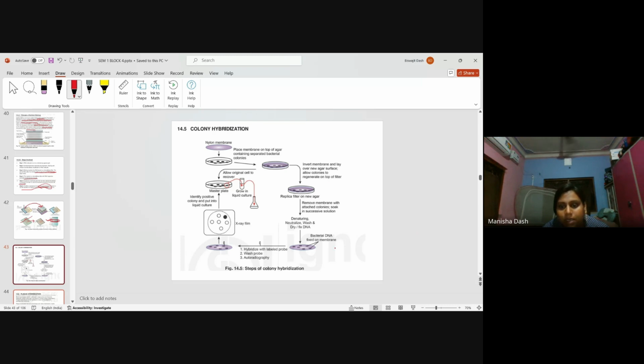Then comes the colony hybridization. Okay, so this is also similar to whatever we saw in the Southern blotting.